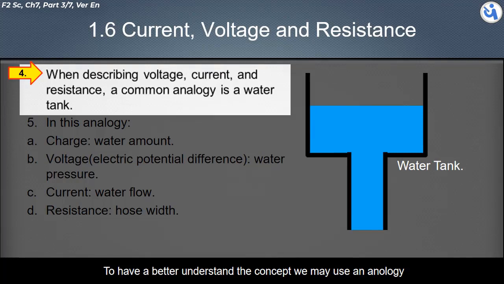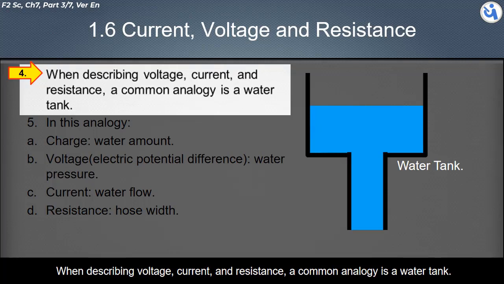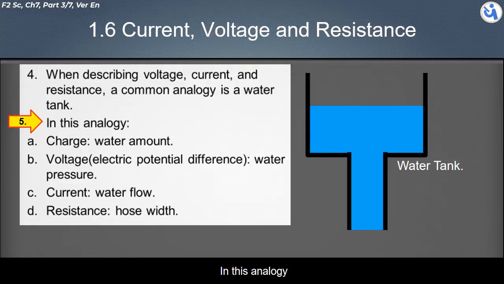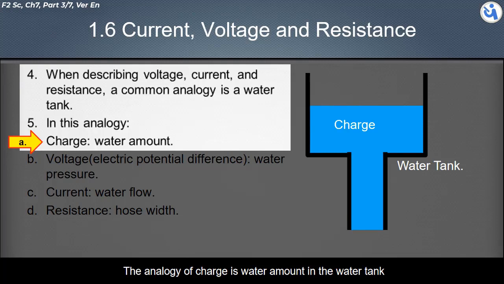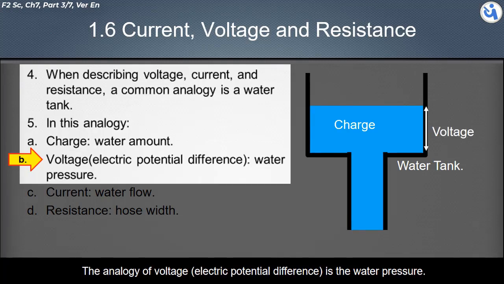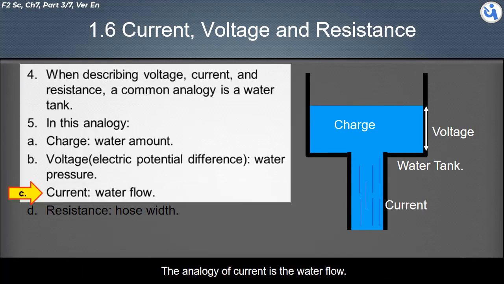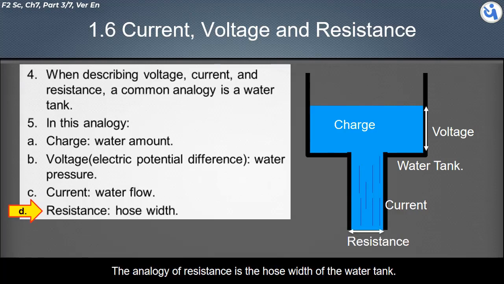To better understand the concept, we may use an analogy. When describing voltage, current, and resistance, a common analogy is a water tank. The condition of water and water flow from the tank is the phenomenon that can be seen. In this analogy, the analogy of charge is the water amount in the water tank. The analogy of voltage is the water pressure. The analogy of current is the water flow. The analogy of resistance is the hose width of the water tank.